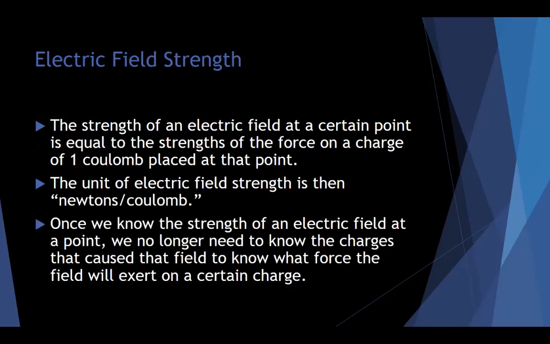The strength of an electric field at a certain point is equal to the strength of the force on a charge of 1 Coulomb placed at that point. So the unit of electric field strength is going to be expressed in terms of newtons per Coulomb, or force per single charge. Once we know the strength of an electric field at any particular point, we no longer need to know the charges that cause the field to know what the force will be that is exerted by another charge placed there.